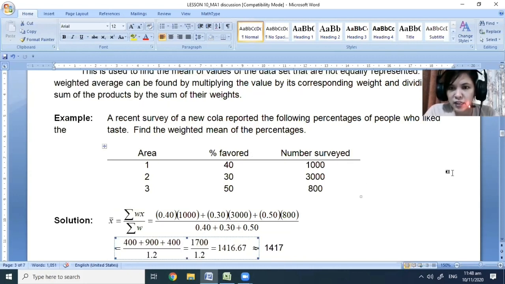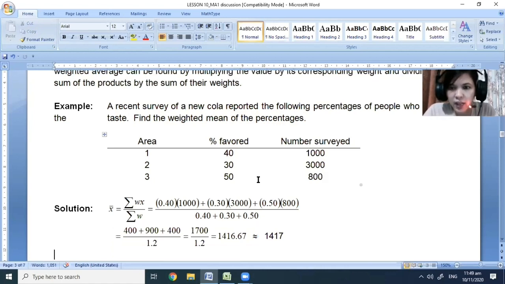So if you notice in our table, we have a total of 4,800 respondents from different areas. So we have 3 areas, area 1, 2, and 3. Then the majority of the respondents came from area 2 with 3,000, followed by 1,000 from area 1 and 800 from area 3. And then in our second column, we have the rates of people who favored the taste of the new cola.